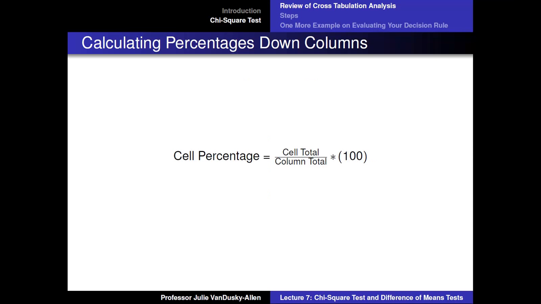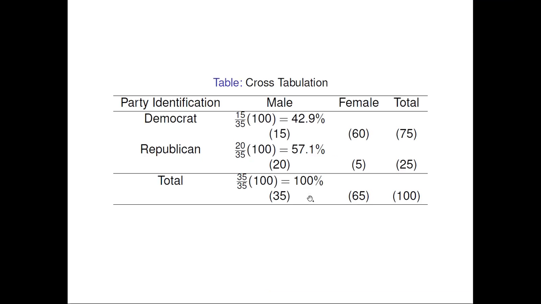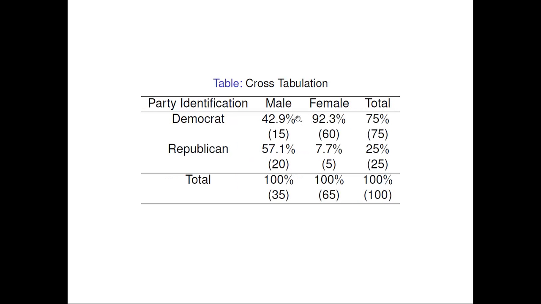Next, the column percentage for each cell is just the total number of observations in a cell divided by the column total, and that value multiplied by 100. So in this first cell here, the column percentage would be 15 divided by 35 times 100, or 42.9%. I completed the process for the rest of the cells.